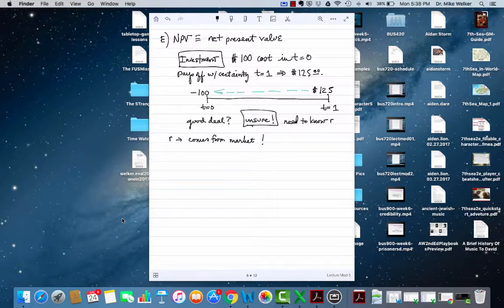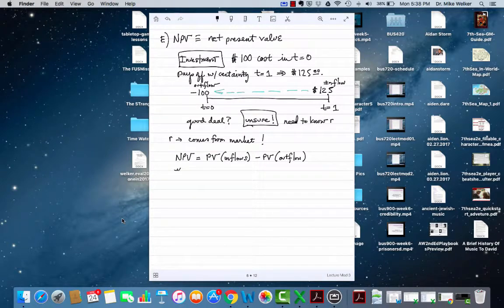So net present value has a basic formula. It's equal to the present value of the inflows, say we're going to get 125, plus, and we had an outflow, so we subtract the present value of the outflow of our $100.